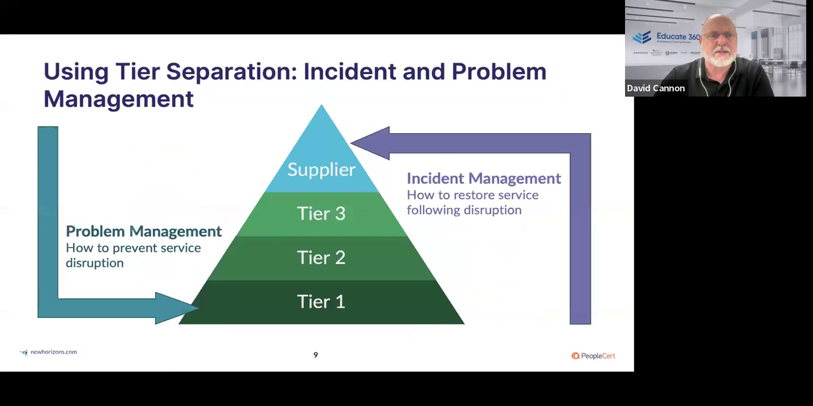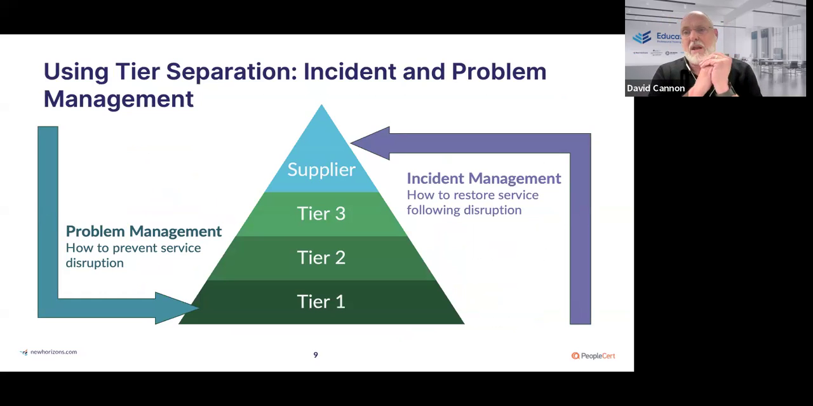Okay, next. How do we use tier separation for incident and problem management? And this is a really important one. I think probably, no, I'm not going to say it's the most important. Everything is important that we're going to talk about today, but this is really key. The difference between incident and problem management through the tiers, right? Because here's what happens, and I'm going to come to this a little bit later.